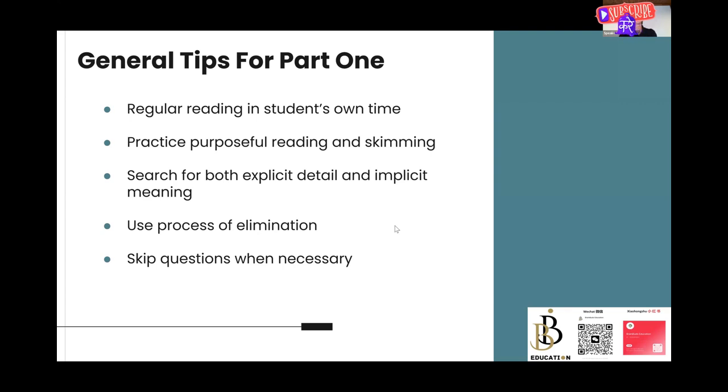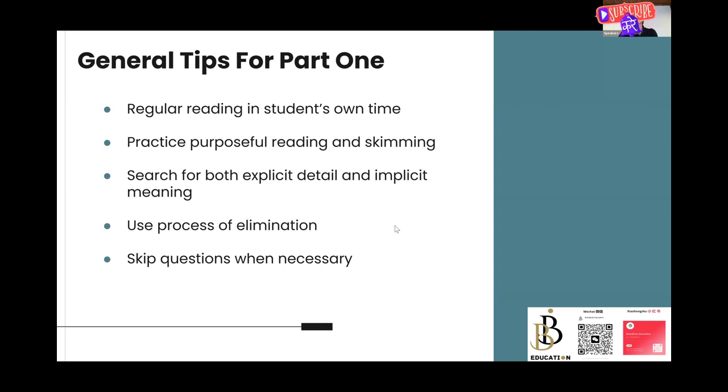And when students are doing this skimming and reading, they should be searching for explicit detail and implicit meaning. Like what I was saying earlier, looking for the implicit meaning and not just the words on the page. So really processing what the author is trying to say here. What is the image that they're painting? And what does it make us question?